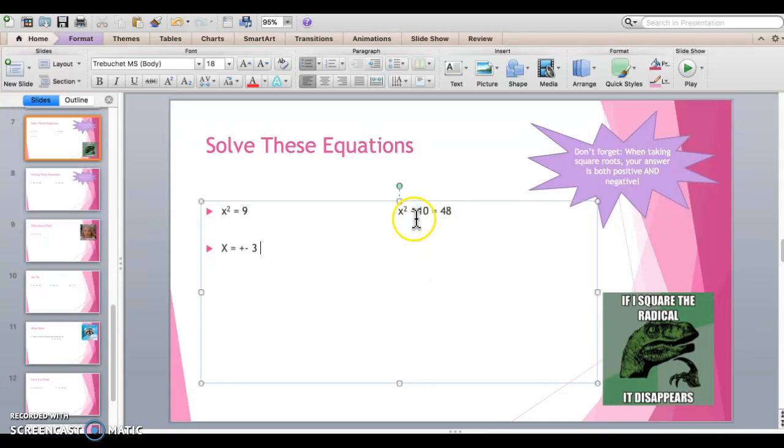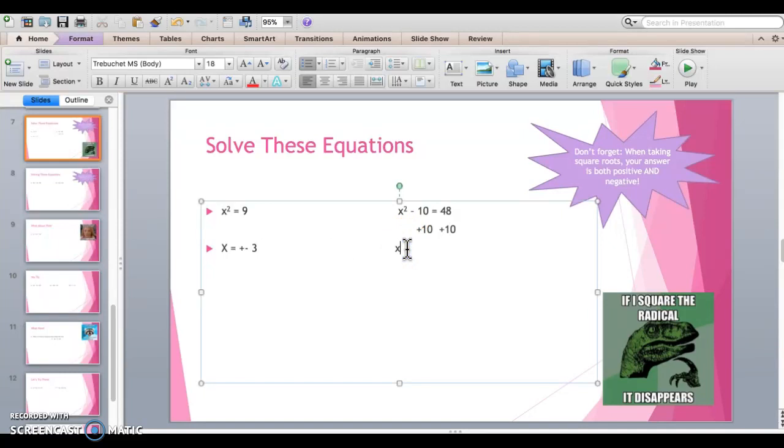So then we took a look at ones like this. If we have other things besides just x squared, we get rid of those other things first. So in this problem, the first thing that we had to do was minus 10 on both sides. So we get rid of the minus 10 by adding 10. So we added 10 on this side, which meant we also had to add 10 on this side. So then when we did that, it just left us with x squared on the left-hand side.